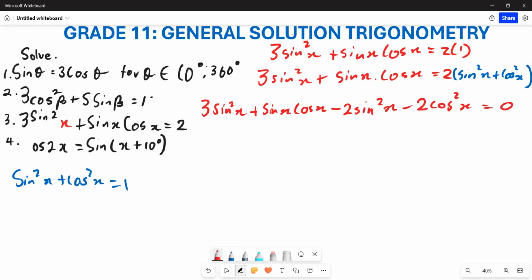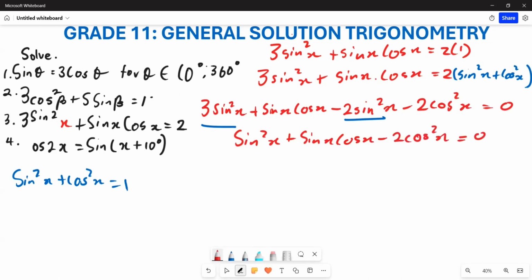Now, is there anything that we can work with here? Yes. Now, we can collect our like terms. Do we have anything that consists of like terms? Yes. Look, this is 3 sine squared x, this is minus 2 sine squared x, and 3 subtract 2 gives you sine squared x, right? So basically this is sine squared x plus sine of x cos of x minus 2 cos squared x, which is equal to 0. Altogether, basically now that's that.